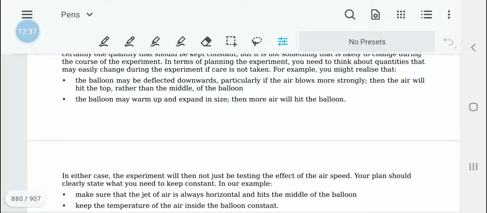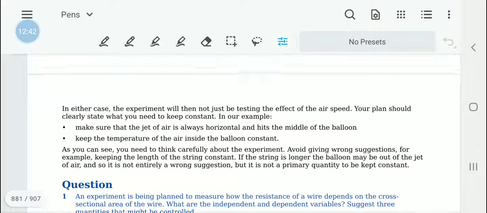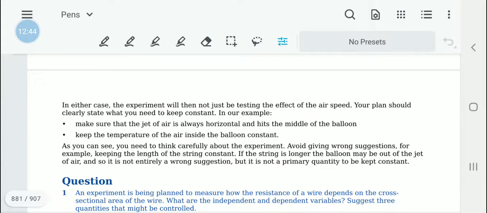So to keep the surface area constant, what do you need? You need to maintain the temperature. In the first one, we are checking the effect of the air speed, which will be changing. That is what we are looking at, the effect of air speed. So all the other things that change will have to be kept constant.